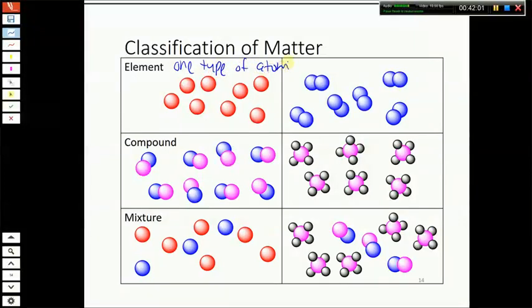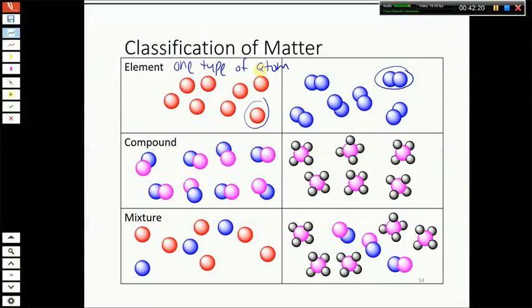And if you break it down even further, sometimes, as we'll see, elements just have single atoms by themselves, or sometimes they have two or more of the same atom attached to each other chemically. So there are variations in this, but the whole point is that an element only has one type of atom. I'm using different colors here to describe the different types of atoms.